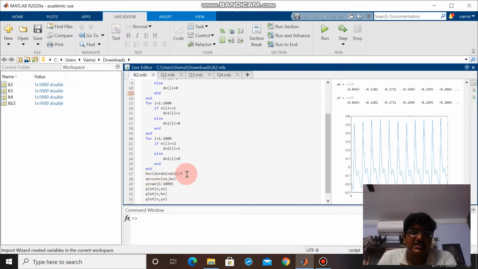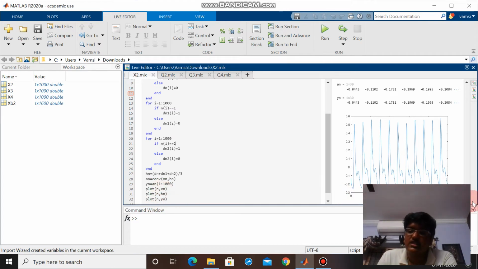Once I have obtained the impulse response, I have taken an, which is nothing but the convolution of xn and hn. We use the conv function for the convolution between xn and hn, so an will store the convolved values of xn and hn. Now an will have around 2000 elements, but to plot the graph we need the same scale as n. So I have taken yn from an of 1 to 1000, which takes the first 1000 elements of an. Then I have plotted the input, the impulse response and the output.